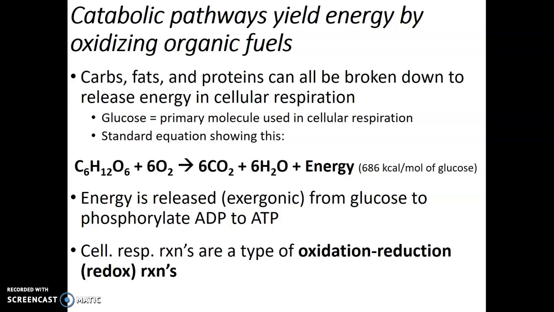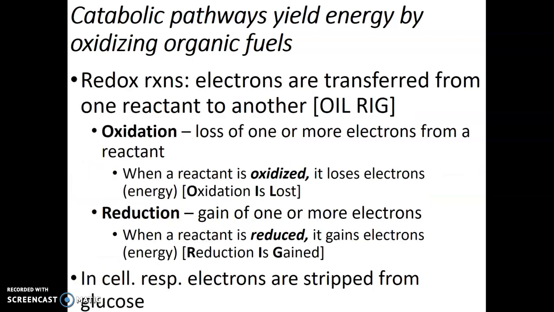Energy is released, or exergonic, from glucose to phosphorylate ADP to ATP in cellular respiration. Cellular respiration's reactions are a type of oxidation-reduction, or redox, reactions. Redox reactions are where electrons are transferred from one reactant to another, called OIL RIG. That's the mnemonic we use to remember it. Oxidation is the loss of one or more electrons from a reactant, so we call it OIL because in oxidation, electrons are lost. Reduction is the gain of one or more electrons, so we call it RIG because reduction is gaining an electron.